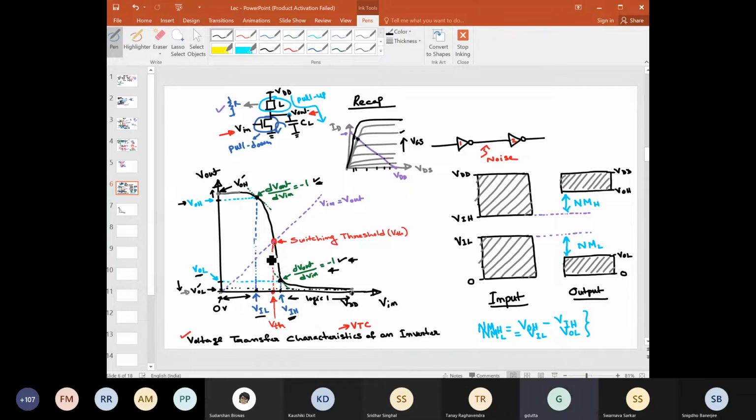For that, what we have to do is draw a line with Vin equal to Vout, so basically slope is equal to 1, and where it cuts this VTC, that particular input voltage is called the switching threshold. So switching threshold means below this threshold voltage, if you apply any input voltage, the output is expected to be high, and if you cross this VTH and apply any input voltage beyond this, then the output is expected to be on the lower side. However, this is true. I will also show you why it is true today.